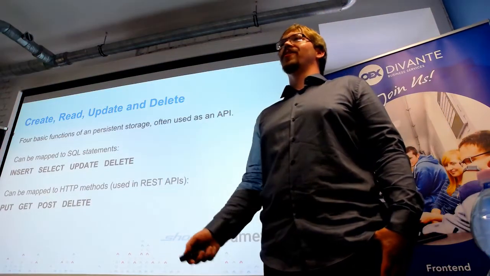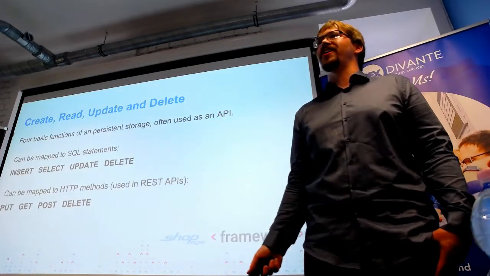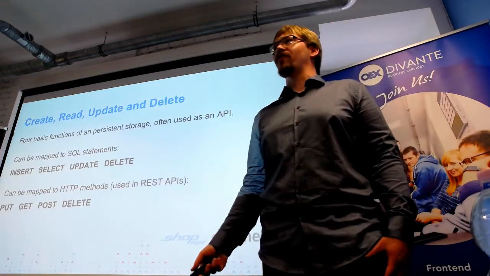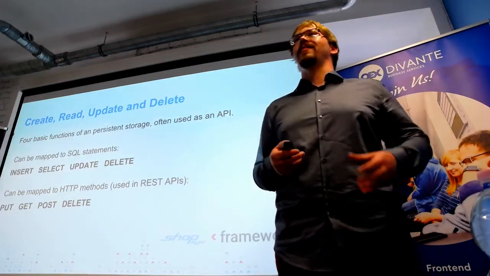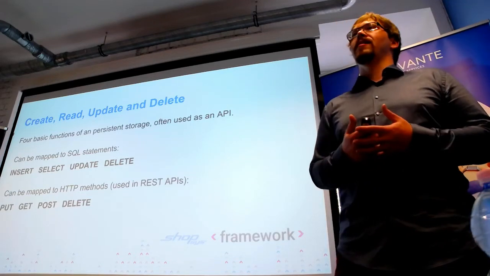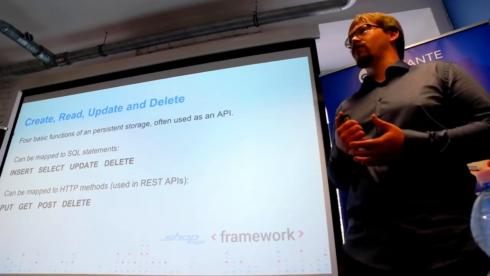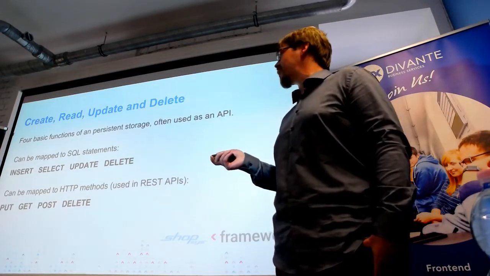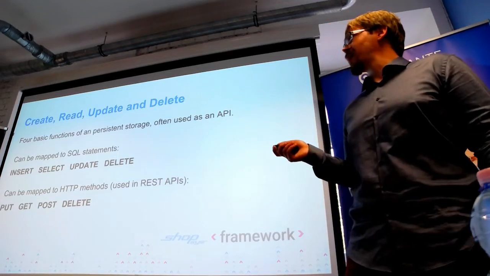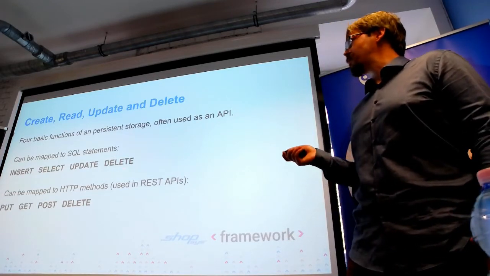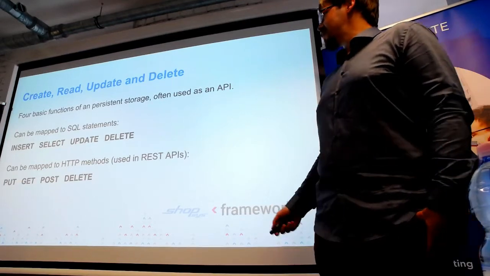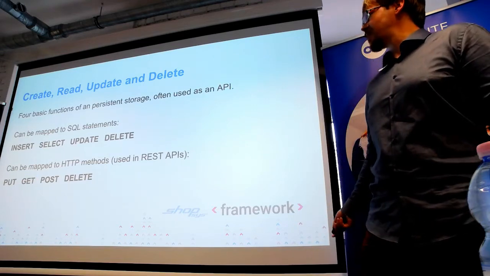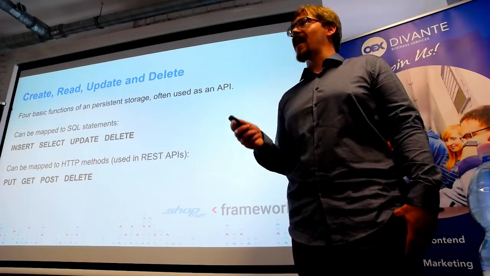So, CRUD means create, read, update, and delete. Those are 4 basic functions of persistent storage and are often used as an API. Its big advantage is that it's very simple and can be mapped to SQL statements directly. Insert to create, select to read, and of course update and delete. And it can be mapped also to HTTP methods. So put, get, post, delete. This is mainly used in REST APIs.